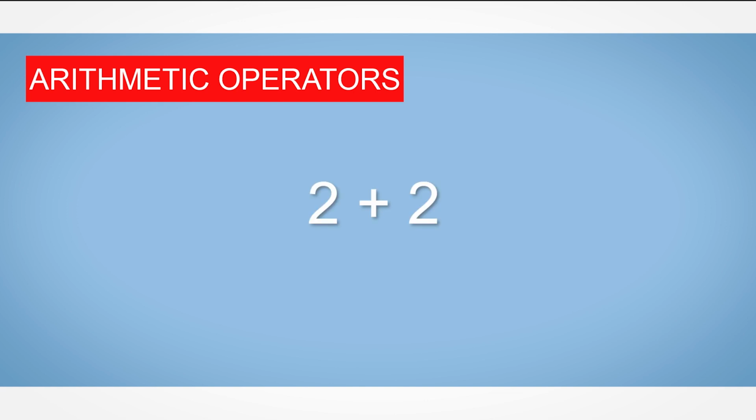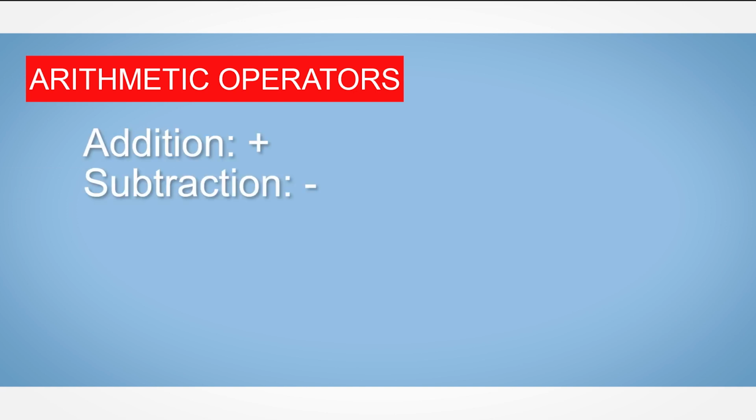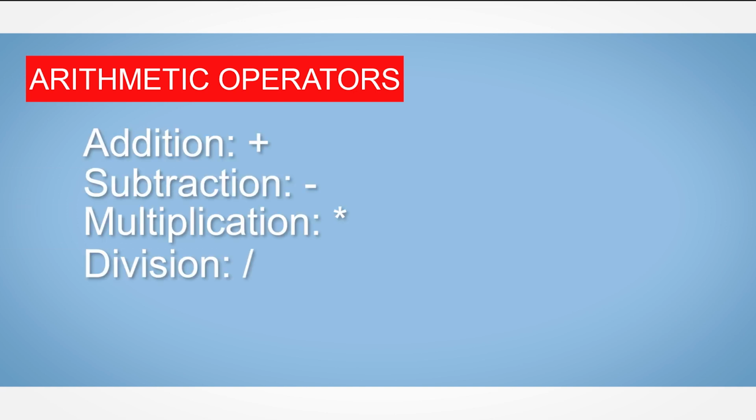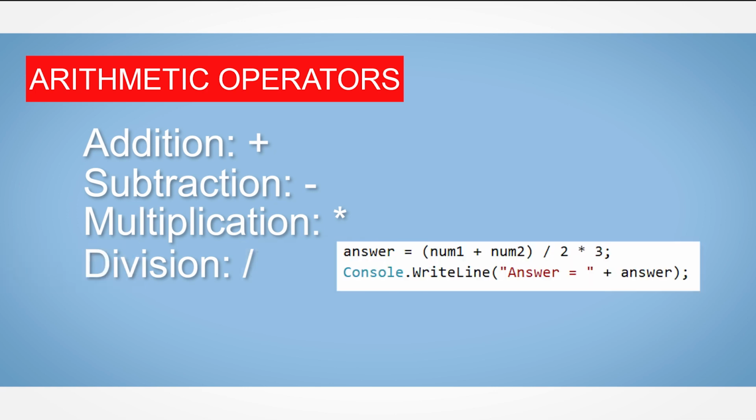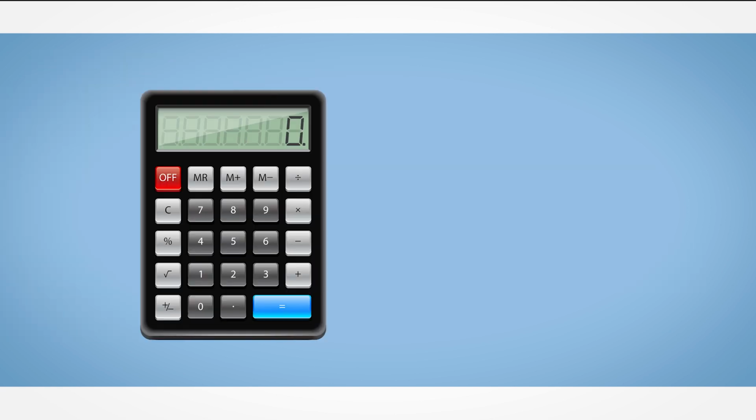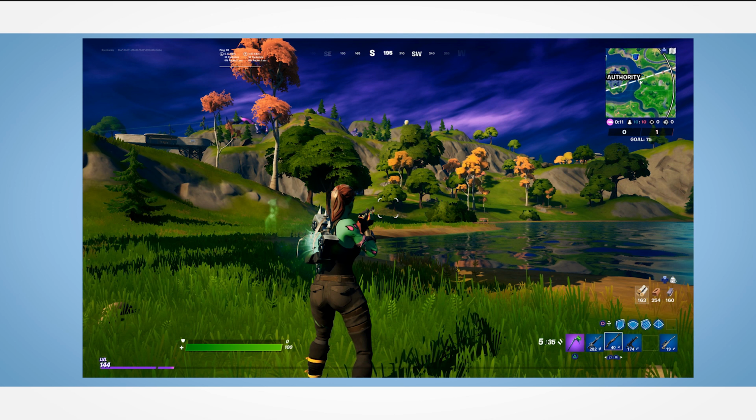In maths, an arithmetic operator is a mathematical function that takes two operands and performs a calculation on them. Examples include addition, subtraction, multiplication, or division. It may come as no surprise that programming languages support the use of arithmetic operators to manipulate variables, in simple programs like a calculator to complex ones like Fortnite.